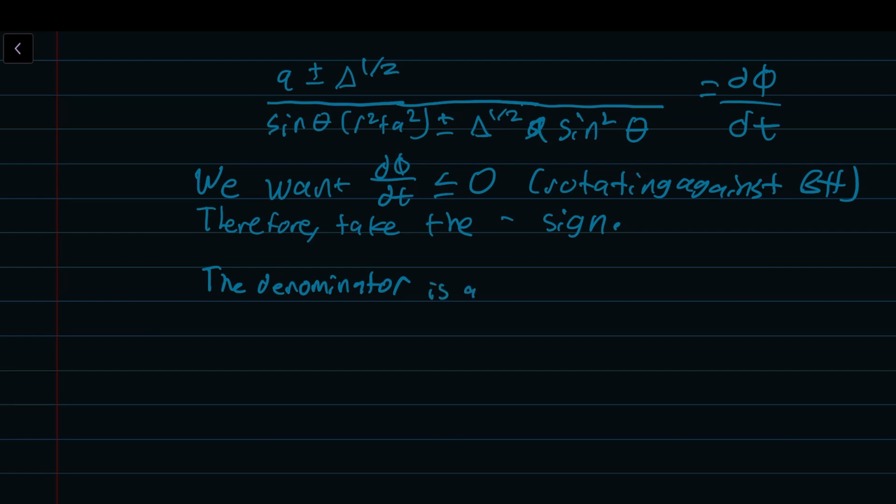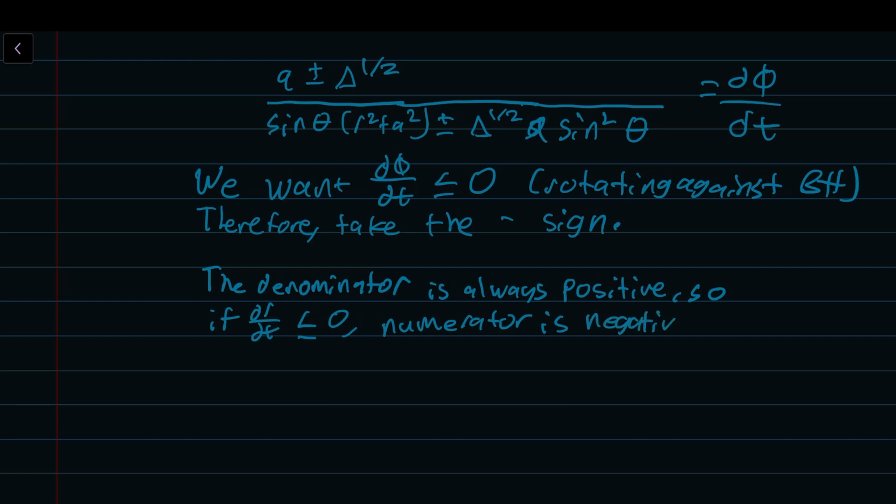However, if we do take the minus sign, what we see is that the denominator is still positive always, as long as r is more than 0. So if we want dr/dt to be less than or equal to 0, then the numerator has to be negative. So what we're going to do now is examine what the conditions are for the numerator to be negative.